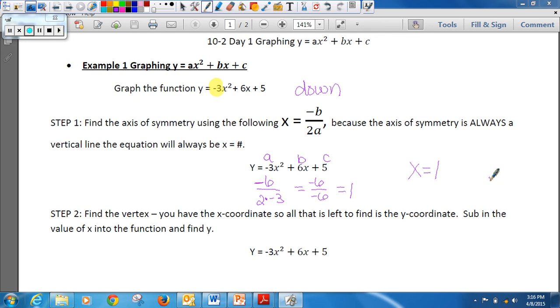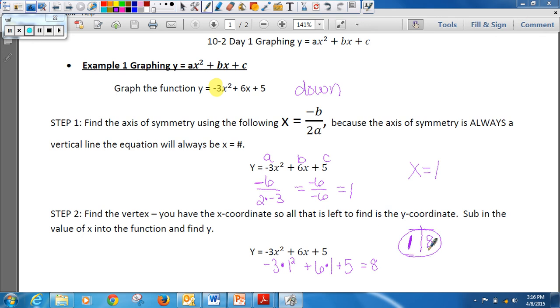It then tells you to find the vertex. Remember the vertex is always on the line of symmetry. So I know that my x for my vertex is going to be at x equals 1. I need to find what my y value would be, so I need to plug in 1 here. Negative 3 times 1 squared plus 6 times 1 plus 5. You can put that all in your calculator at once, and it gives you a value of 8. So I know then that my vertex is at the point 1, 8.